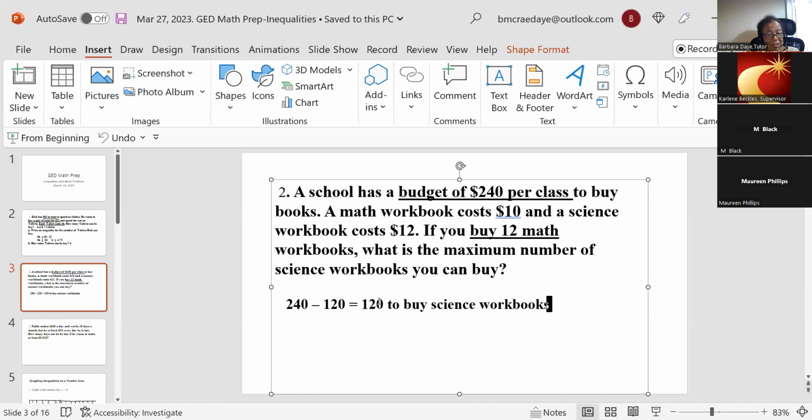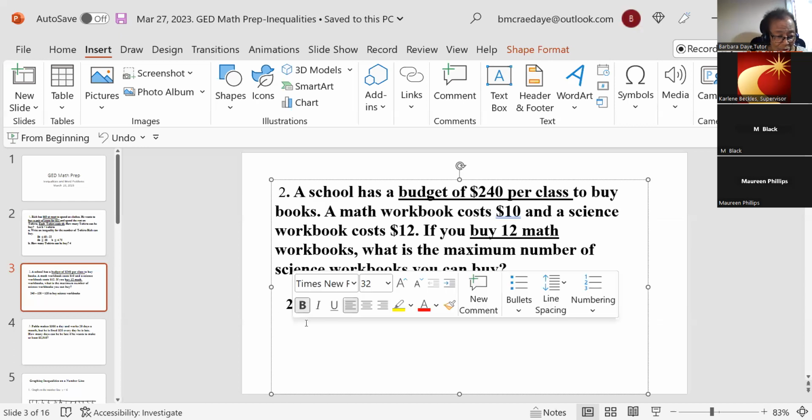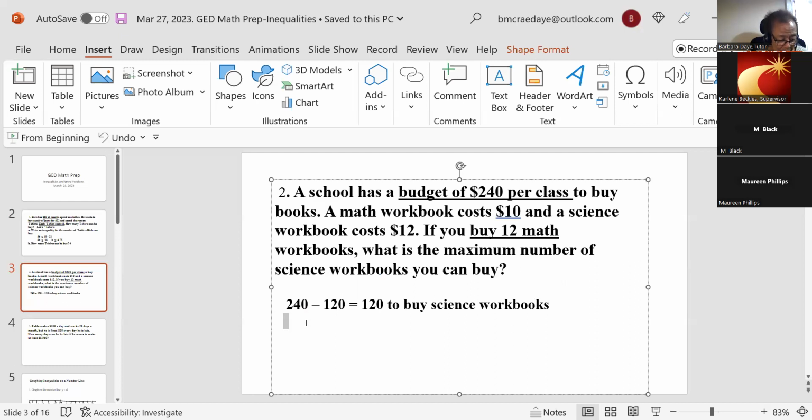But you know how much your science workbooks cost. They cost $12. So you just take that 120, and what do you do, Maureen, with that 120? Divide. You said it before. You divide what? 12 into 120. That's right. 120 divided by 12, and that gives you 10 science workbooks, right?